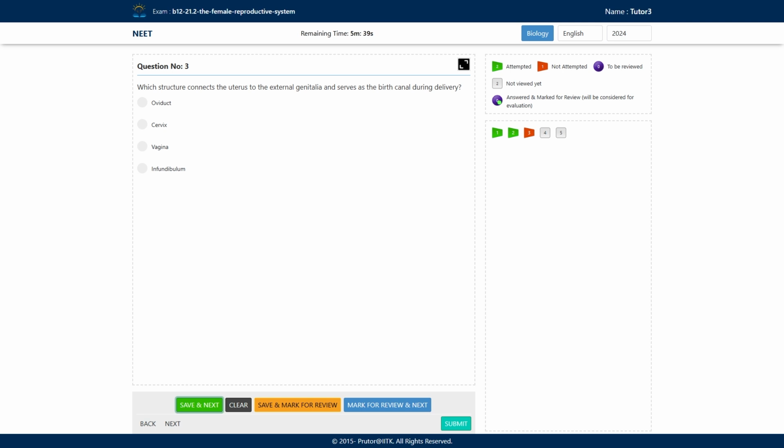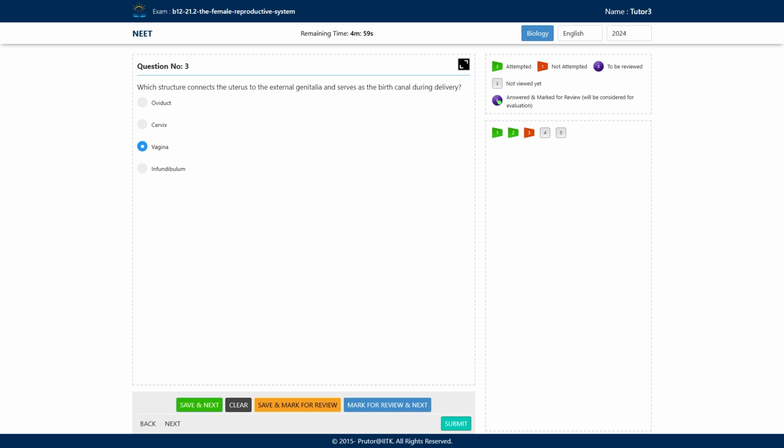Okay, so keeping this in mind, you have to answer this question. Option number 1 is oviduct, B is cervix, C is vagina, and 4th is infundibulum. So what will be the correct answer here? Let's have a look at the answer. Answer will be option number C, vagina.